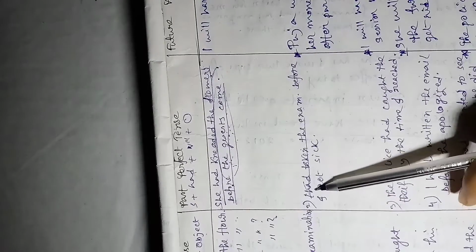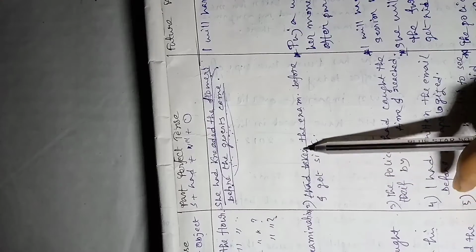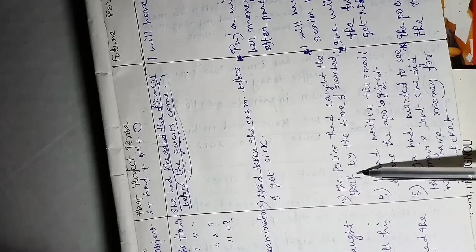She needed the flowers before the guests came. Okay, and the second sentence, what did I say here? I had taken the exam before I got sick. You make this sentence in simple past tense. What will it be in simple past tense? I took the exam before I got sick. Okay, and this sentence: the police had caught the thief by the time I reached. If I say the sentence like that, the police caught the thief by the time I reached. I wrote the email before he apologized.